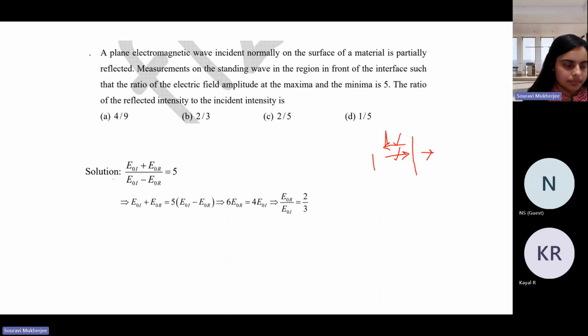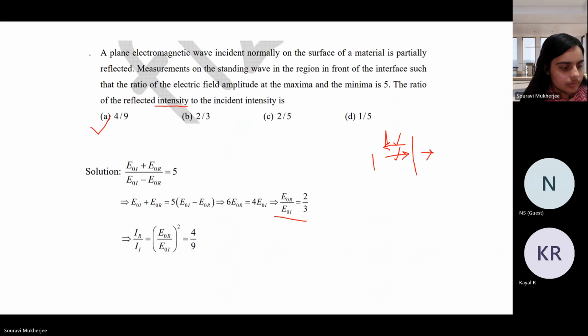So the answer should be A, right? The square of this term. B. Why do you say it's B? See, this is intensity, and what you got is the amplitude. Is that clear? Yeah, right. The ratio of intensities is the square of the ratio of amplitudes, and it is given as 4/9. Okay.